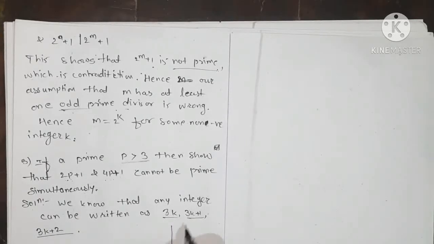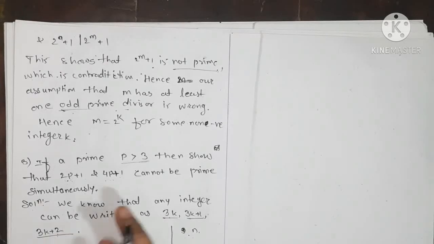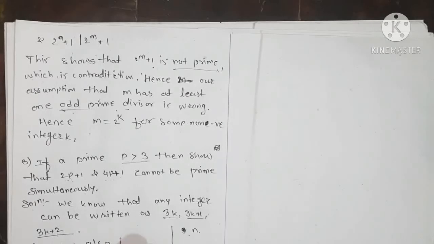As we know, if we divide n by 3, there is a possible remainder 0, 1 or 2, and therefore any integer can be written as 3k, 3k plus 1 or 3k plus 2. So p can also be written in the form 3k, 3k plus 1, 3k plus 2.